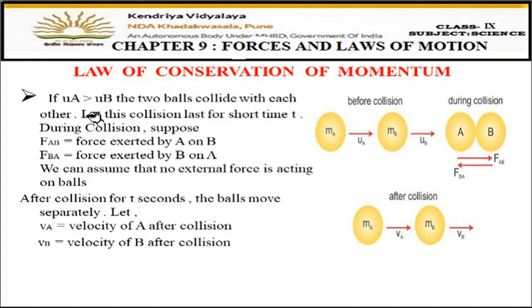Now the condition is such that UA is greater than UB, that means the initial velocity of ball A is greater than the initial velocity of ball B. That simply means that ball A is moving with a greater speed than ball B. We have two balls and they are moving in the same direction. You can see here the arrows are shown in the same direction. So both are moving in the same direction.